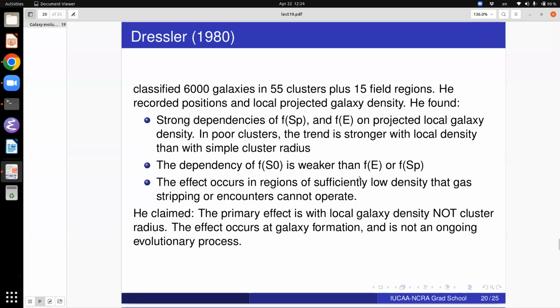Now, this was observed in a very systematic way by Dressler in a classic paper in 1980. He took 6,000 galaxies in 55 clusters plus 15 field regions. He recorded positions and local projected galaxy density. How do you measure galaxy density? You could measure the distance to the fifth nearest neighbor. If that distance is very small, you are in a high density region. If it is very large, then you are in a low density region.